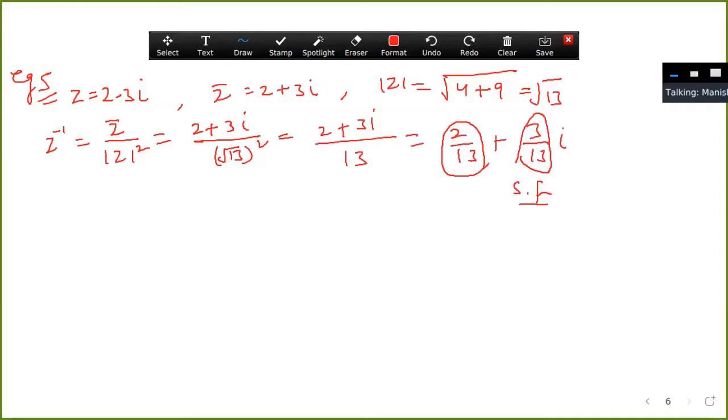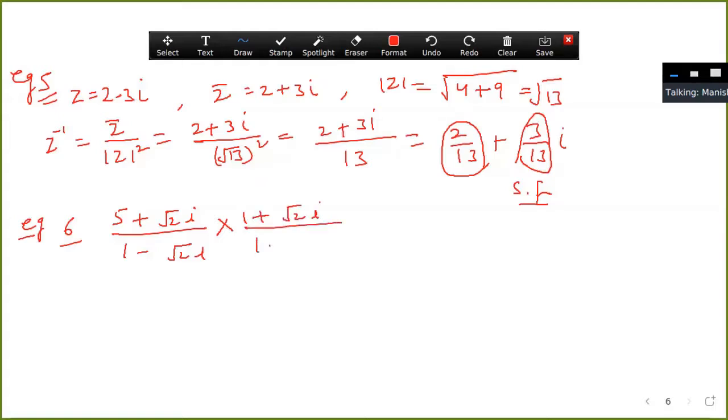Suppose you want the standard form of the given question, just like example number 6. Example number 6 is 5 plus root 2 iota upon 1 minus root 2 iota. This is not in standard form. First of all, the question should be in standard form, then you can find the multiplicative inverse. So first I have to write this in standard form. For the standard form, you have to rationalize it.